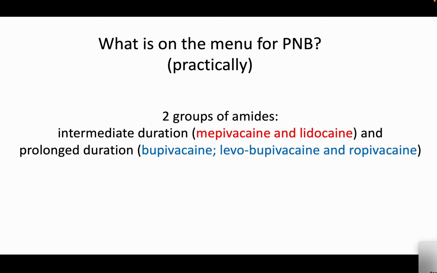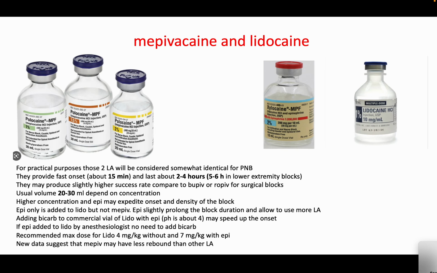So what is on the menu? Practically it's only two groups of amides. We hardly ever use esters, local anesthetic, for peripheral nerve blocks. So we have an intermediate duration group, mepivacaine and lidocaine, and prolonged duration: bupivacaine, levobupivacaine, and ropivacaine. So let's start from mepivacaine and lidocaine. For practical purposes, those two local anesthetics will be considered somewhat identical for peripheral nerve blocks. They provide fast onset, about 15 minutes after delivering local anesthetic, and last about 2 to 4 hours, sometimes 5 to 6 if you're talking about lower extremity blocks.